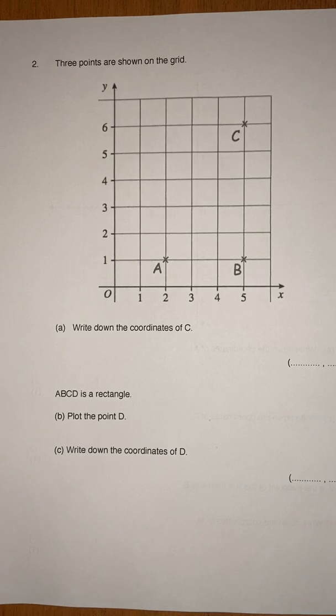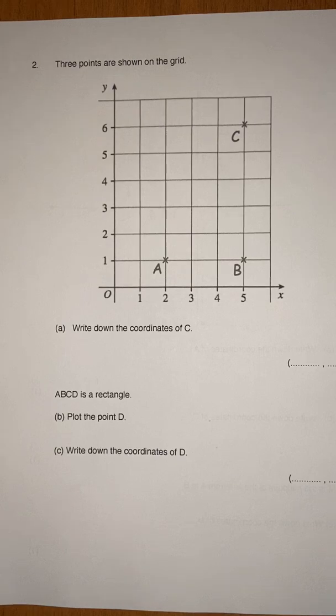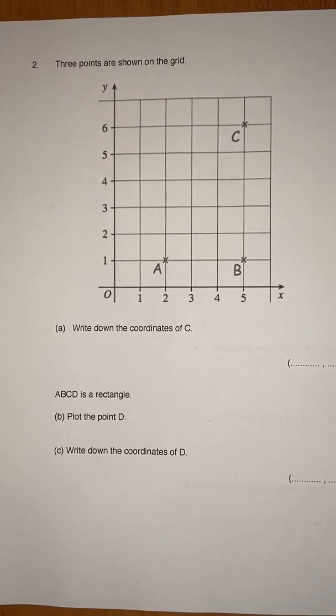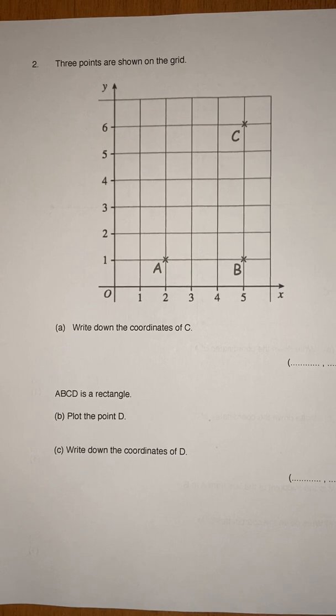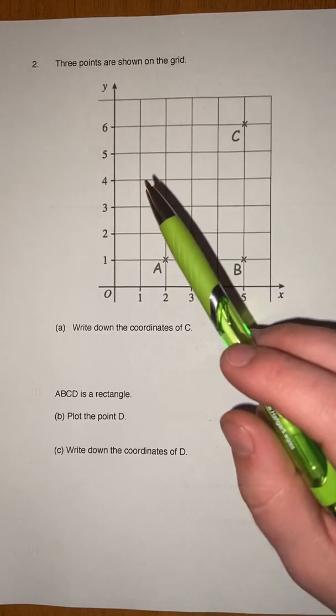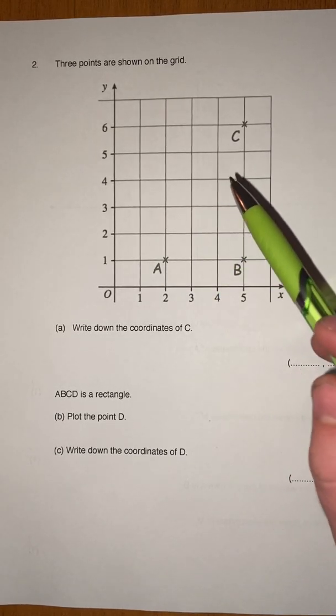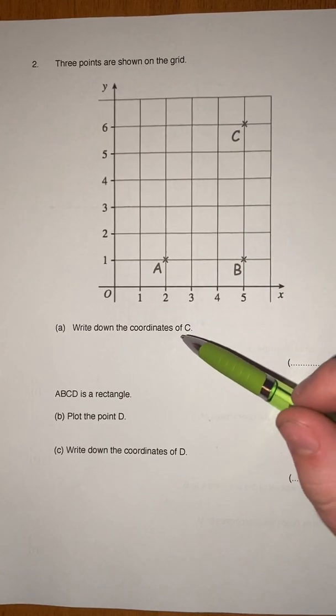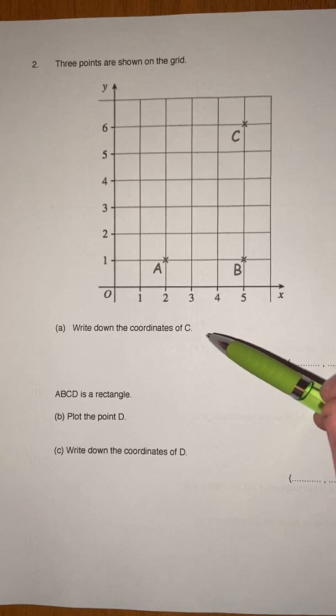Okay, so I've got a few questions for us to have a look at. If you want to draw this grid out first, pause the video and draw this grid out, that might be a good way, and then you can just work alongside me as well. Okay, so 3 points are shown on a grid. A, B, C, 3 points. Write down the coordinates of point C.